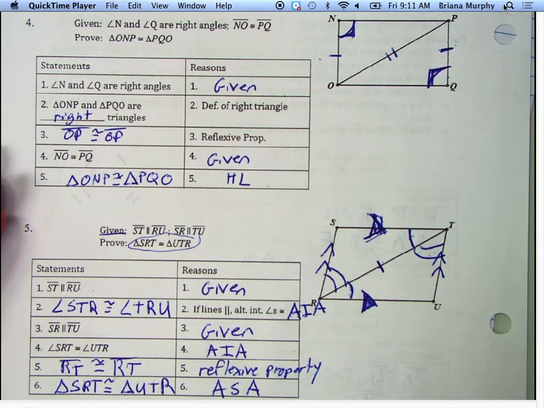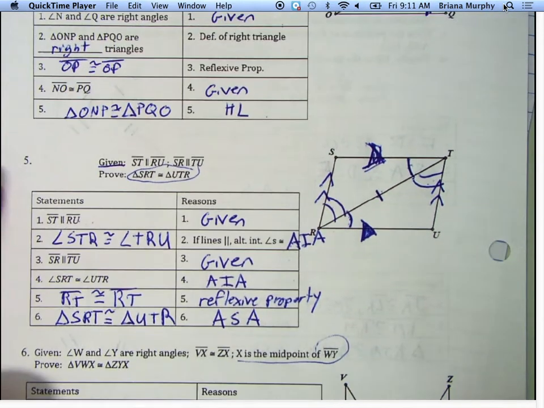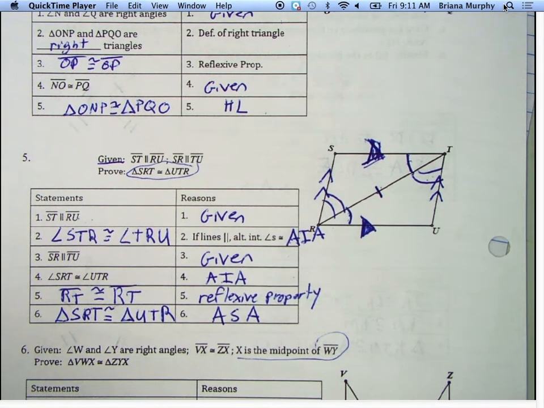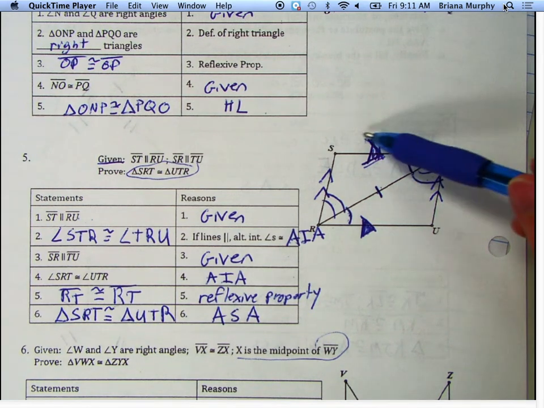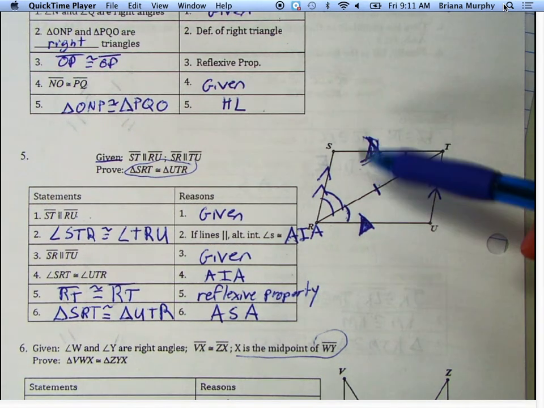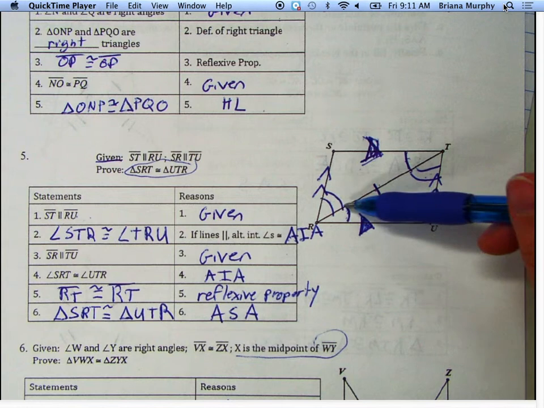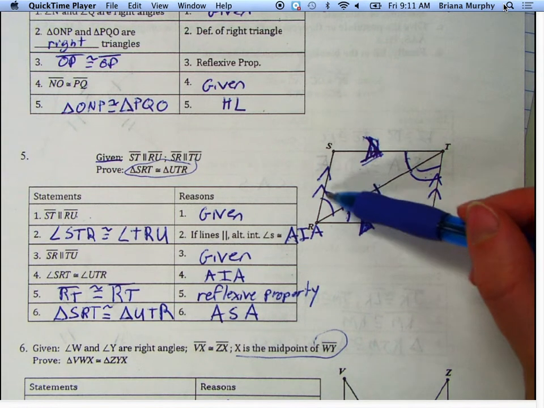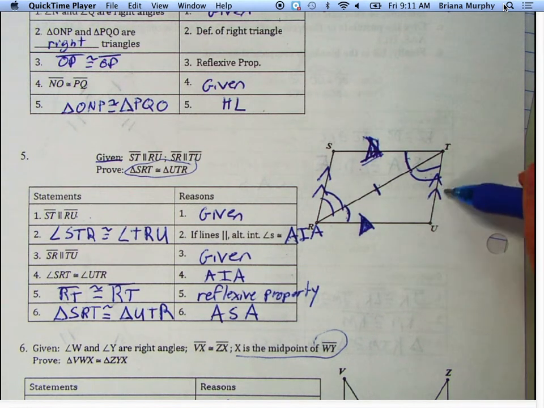Okay. Number 5. Okay, this is with parallel lines again. I feel like a lot of people are getting these mixed up. I mark that they're parallel by drawing arrows. So, ST, I put 1 arrow, is congruent to RU, 1 arrow. SR, 2 arrows, is congruent to TU, 2 arrows.